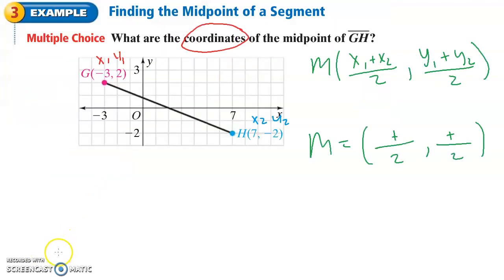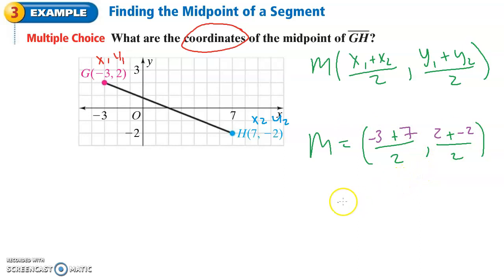All right, example number 3 is asking us, what are the coordinates of the midpoint of line GH? Now, the coordinates means we're going to find an x and y, an ordered pair. I went ahead and rewrote the formula for us, so we're going to use this. We're just going to plug in our x1, y1, x2, y2 into this equation. So I just plug in numbers. I need my x coordinates. My x coordinates are -3 and 7, and my y coordinates are 2 and -2.